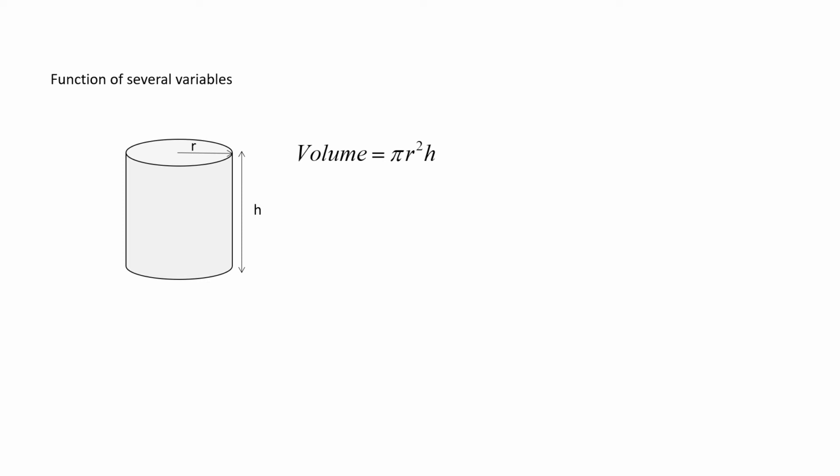Okay, let's say we have a cylinder. We know that the volume of the cylinder is given as pi r squared h, where r is the radius and h is the height of the cylinder. From this formula, we know that pi is a constant. And we know volume, or we can write it as V, depends on r and h, depends on these two variables.